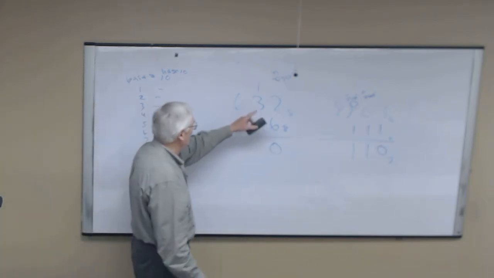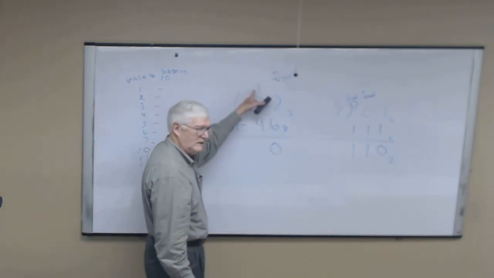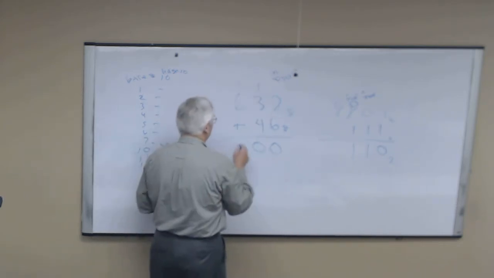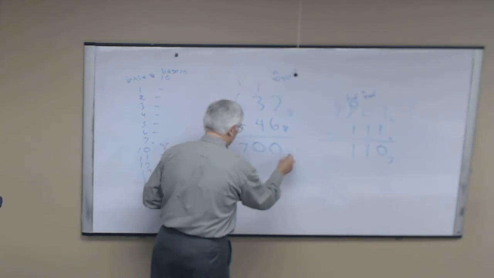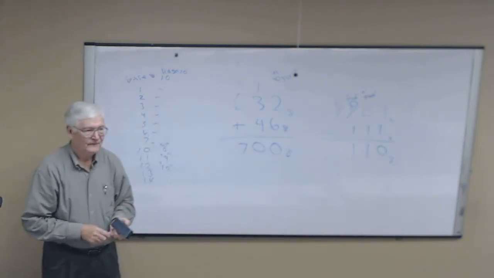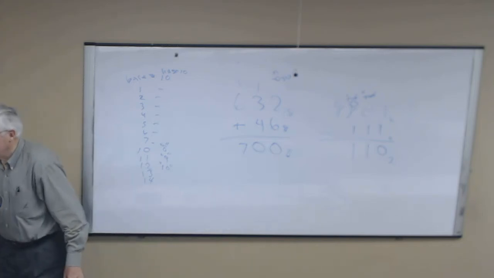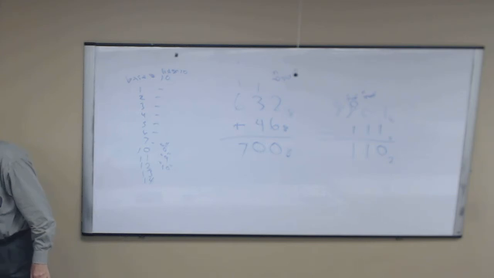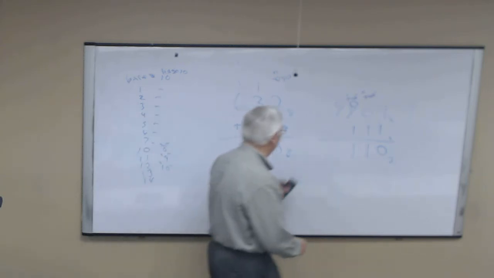So now what's 4 and 3 and 1? 10. Yeah, you put down the 0 and carry the 1. And what's 6 and 1? So it's 700 in the base 8. Okay? Number 22. Multiply 378 times 5.